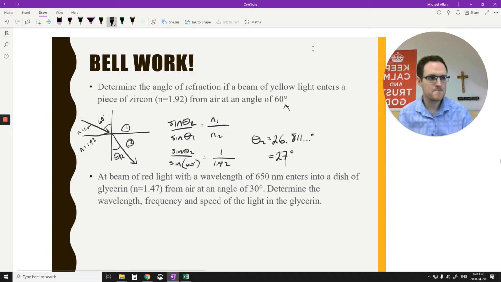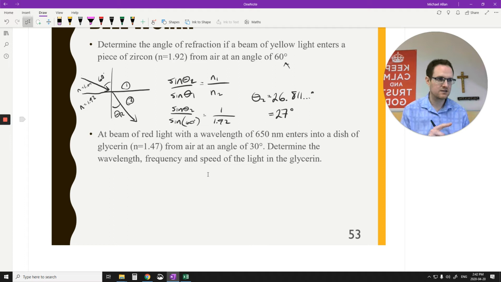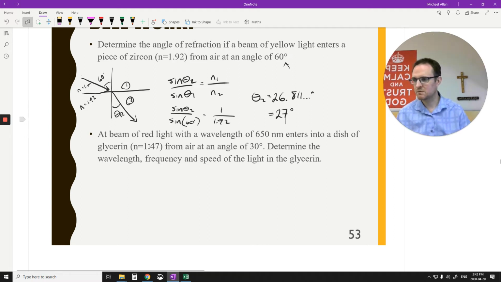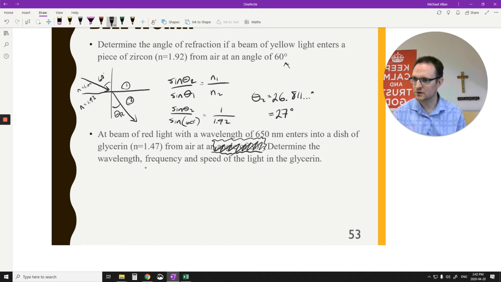Okay, a beam of red light. Remember I was talking about how red light would have a different index of refraction compared to yellow light. I don't know if I changed the number appropriately, but let's assume I did. It has a specific wavelength. Determine the wavelength, the frequency, and the speed of light in glycerin. The angle here doesn't really matter. They don't give me another angle, and I'm not trying to find the angle of refraction, so let's just get rid of the angle for now.